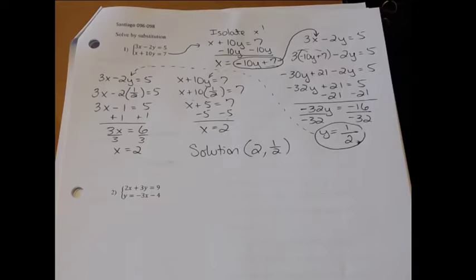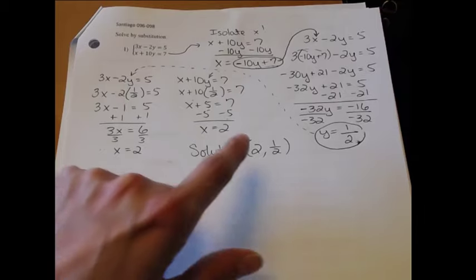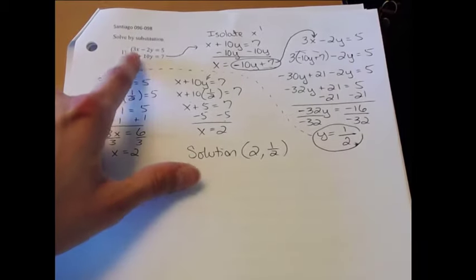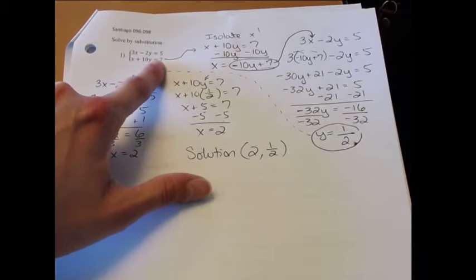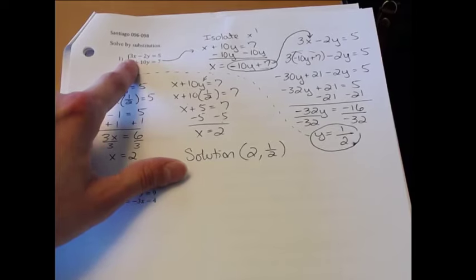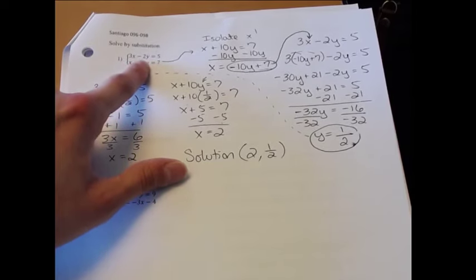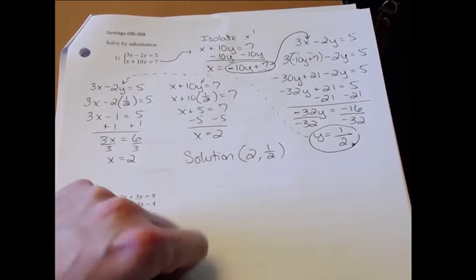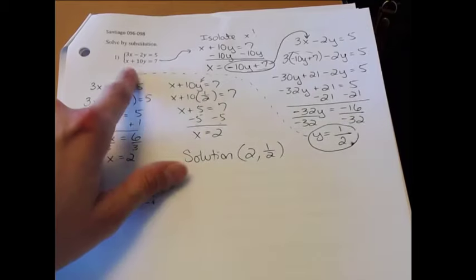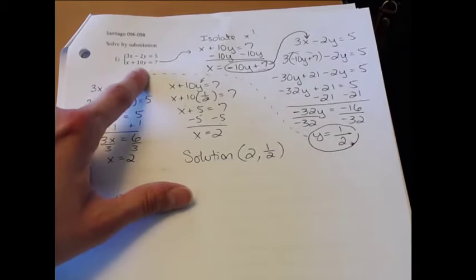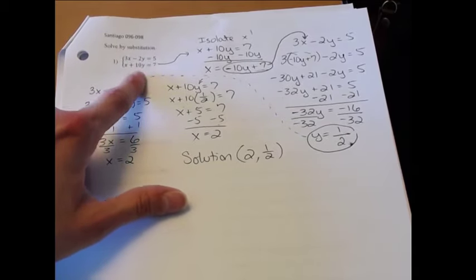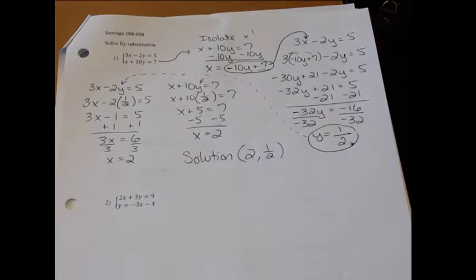Another way to check your answer would be to plug your answers into your equations. So for instance, you're saying that x is 2 and y is 1/2. So if I plug it into here and here, I better get 5. So 3 times 2 is 6, minus 2 times 1/2 is 1, so 6 minus 1 is 5. Yep, that worked. We can do the same thing with the second equation. So x is 2, y is a half. So 2 plus 10 times a half, or 2 plus 5 is 7. Yep, that worked as well.